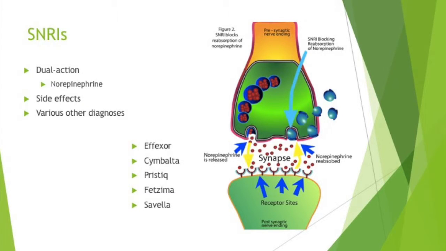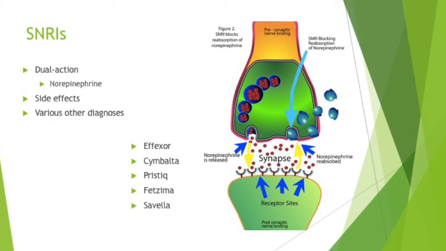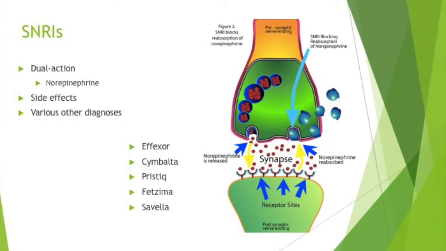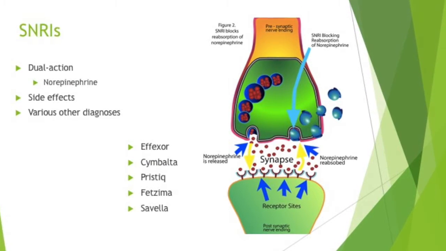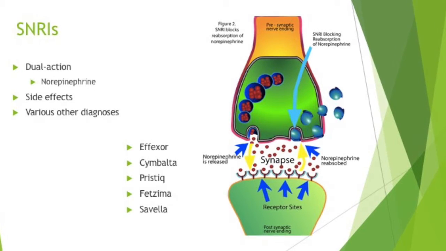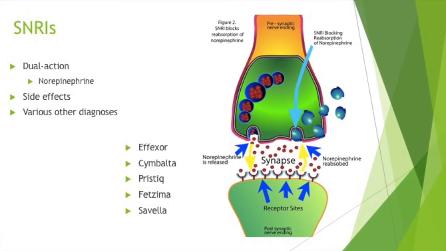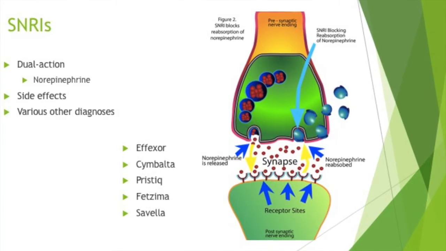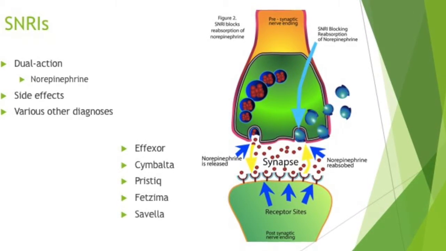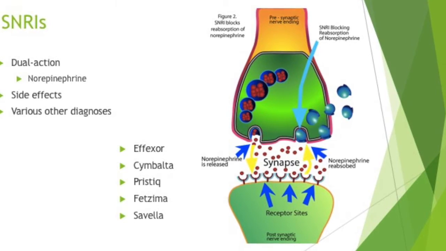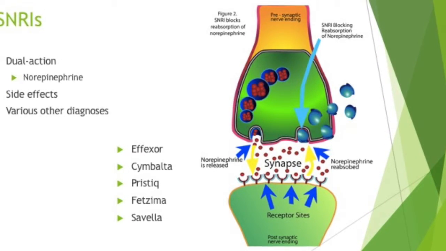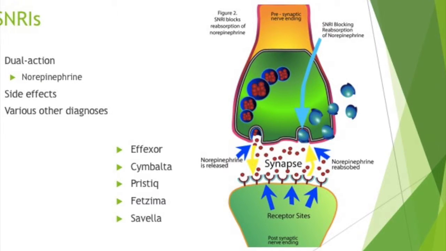SNRIs are considered dual action as they block the reuptake of both serotonin and norepinephrine. The most common drug in this category is Effexor, as it has been called the Prozac with a punch, due to its effect on norepinephrine. Other SNRIs include Cymbalta and Pristiq. The latter has been shown to assist in management of chronic pain as well. One of the side effects includes high blood pressure, and clients are recommended to monitor this area. The other side effects are similar to those mentioned previously when discussing SSRIs.